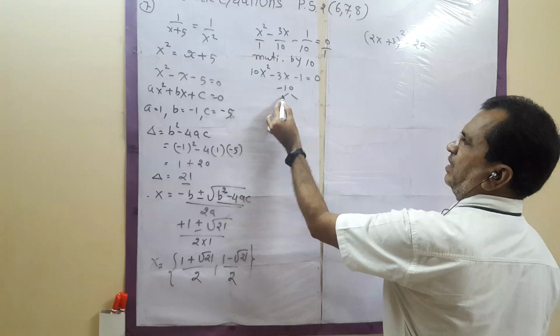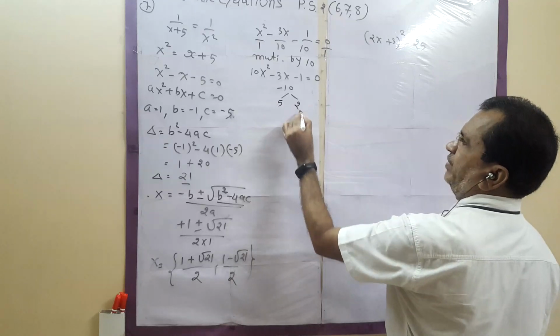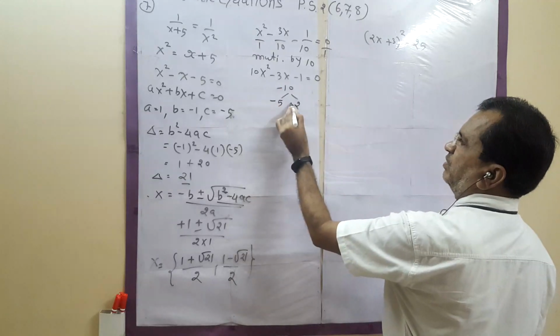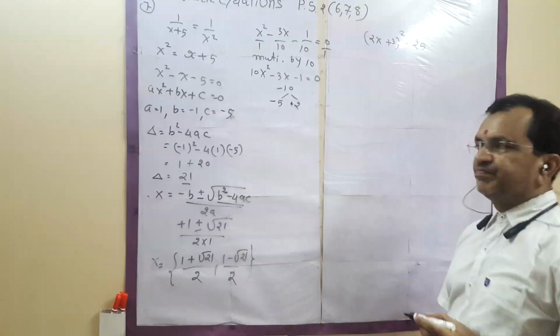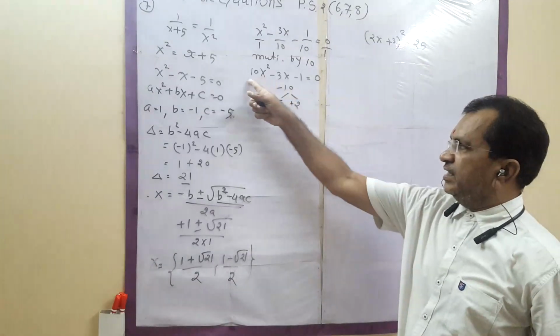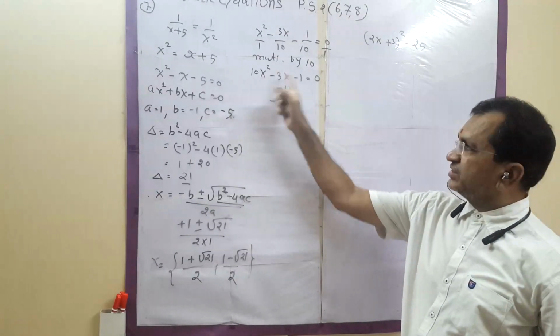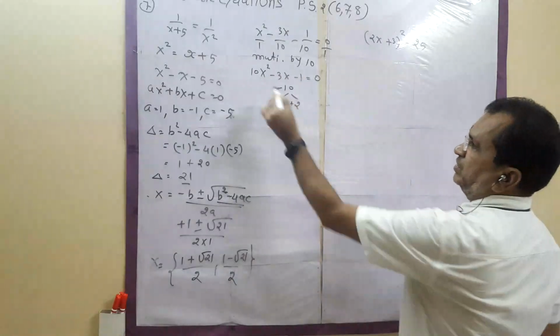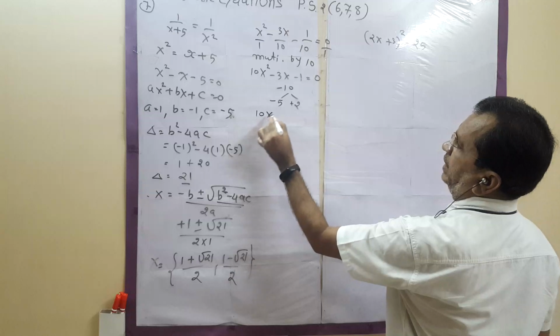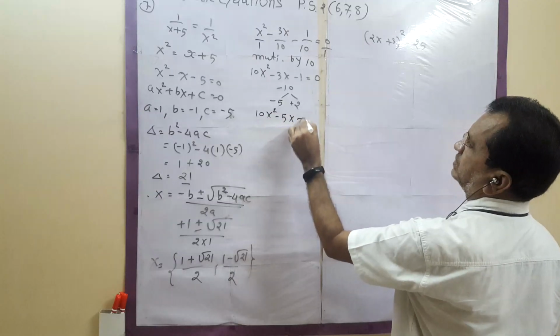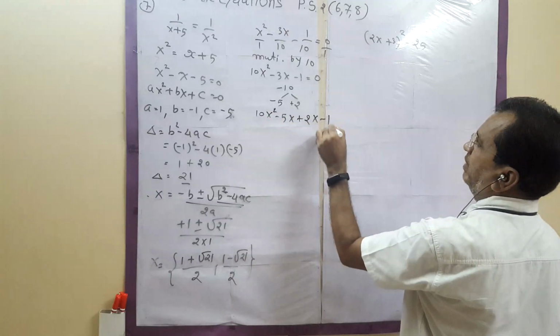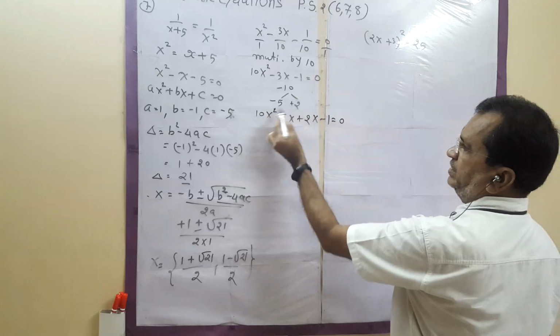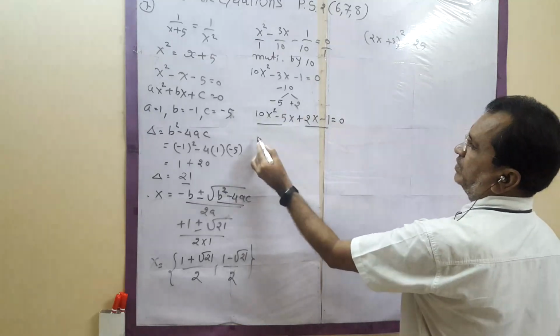10 ones are 10. 5 twos are 10. Minus plus minus 10, and minus 5 plus 2 is equal to minus 3. So 10x square minus 5x plus 2x minus 1 is equal to 0. This way you have to split up.